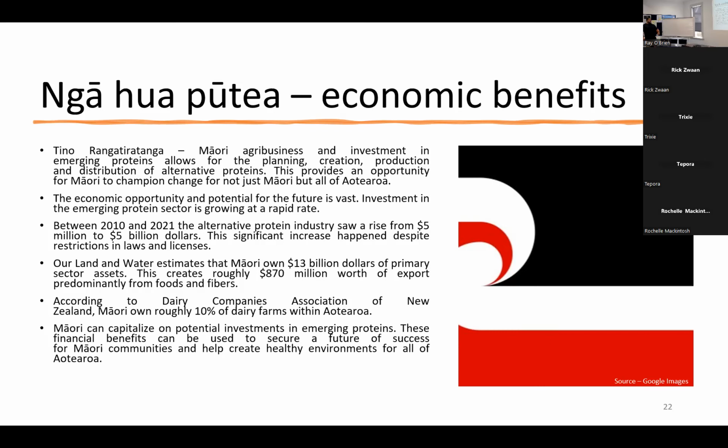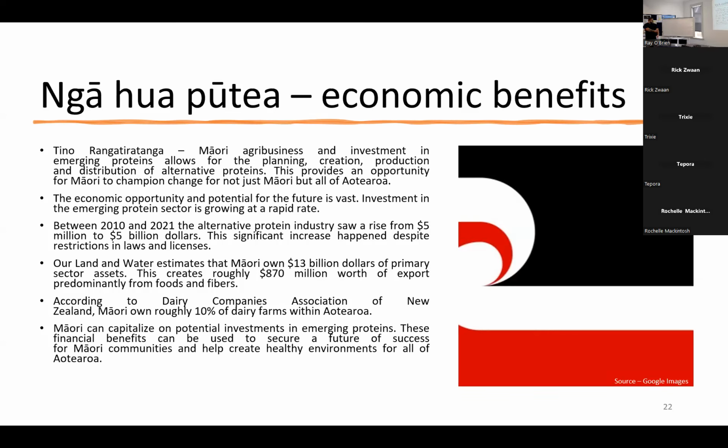And it's the sort of thing that when we're approaching Māori organisations, they want to lead with, because obviously you don't want to be left behind. But in this circumstance now, Māori are in a position where they're financially able to invest in the area, whereas in previous food revolutions or other things that we've gone through, Māori might not have had the economy to be able to do so. Land and Water estimates that Māori own about $13 billion worth of primary sector assets, and this creates around about $870 million worth of exports, predominantly through foods and fibres.